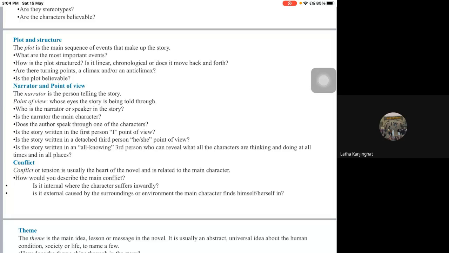Now coming back to narrator and point of view. See, the narrator is a person who's telling the story. Point of view is whose eyes the story is being told through, right? We have, for example, in Wuthering Heights, multiple narrators there, right? Name one of the narrators for me.